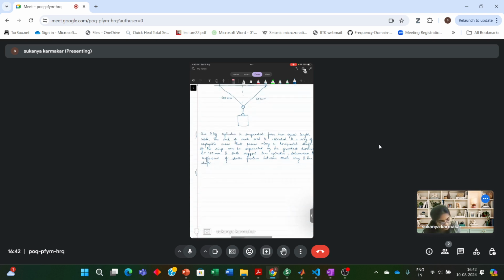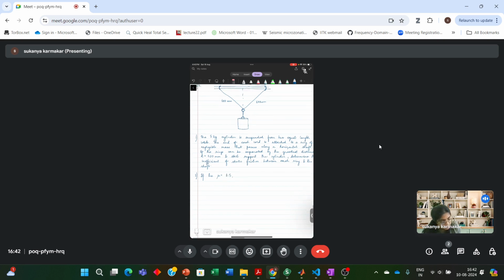The second part of the question is, if the coefficient of static friction between the ring and the shaft is 0.5, we have to determine the greatest distance d by which the rings can be separated and still support the cylinder. So let's start solving the question.